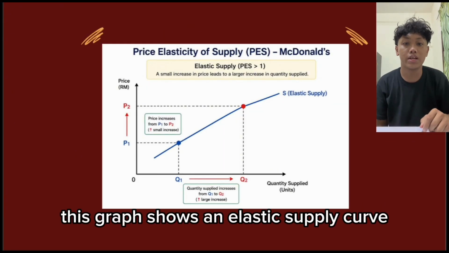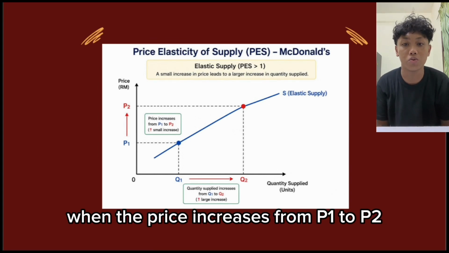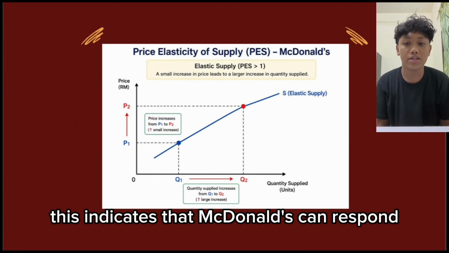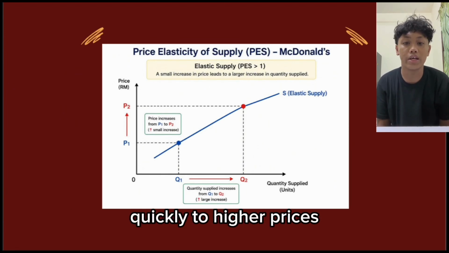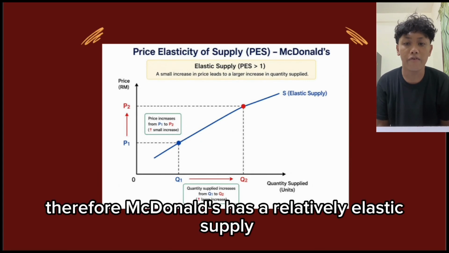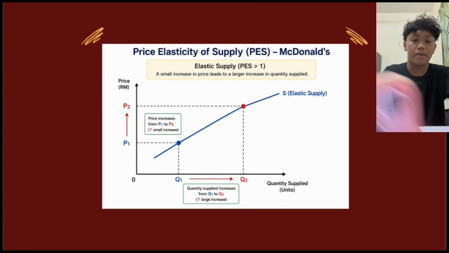This graph shows an elastic supply curve. When the price increases from P1 to P2, the quantity supplied increases significantly from Q1 to Q2. This indicates that McDonald's can respond quickly to higher prices and demand by increasing production. Therefore, McDonald's has a relatively elastic supply.